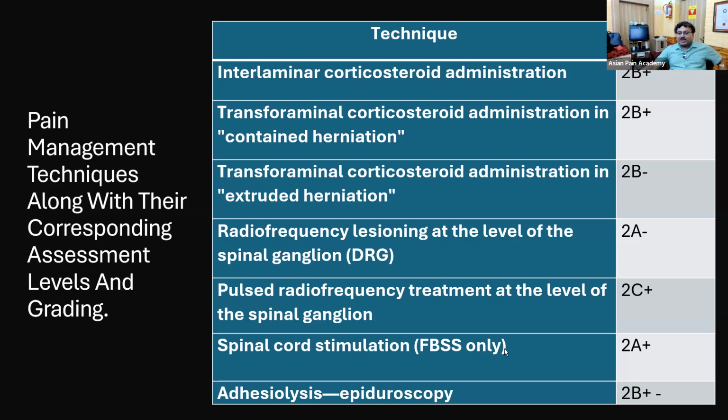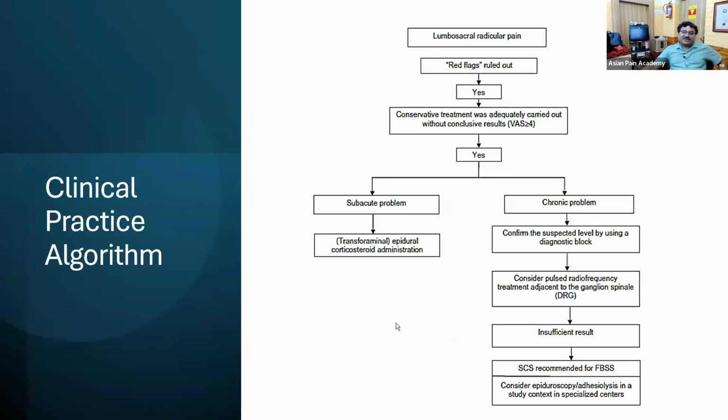Spinal cord stimulation for failed back surgery syndrome has a very high level of evidence, 2A plus, and adhesiolysis or epiduroplasty is comparatively intermediate. So you can say it can be done only in relation to a study, but it should not be done routinely. So these are the evidence levels.